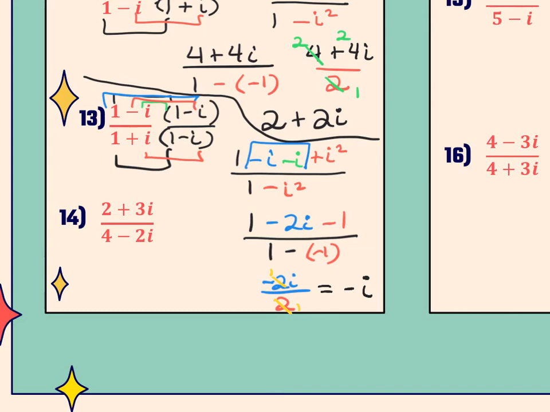So I will finish these notes starting with number 14 on Monday. Again, there is no homework.